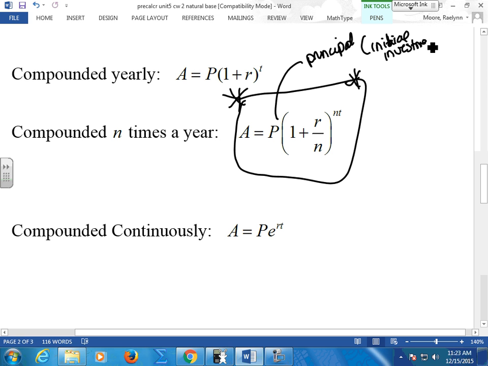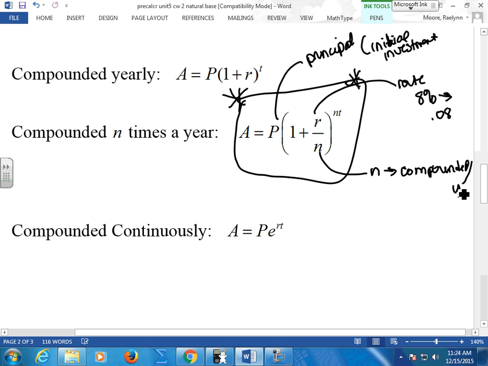Say initially I invested $10. Okay? This is your rate. Your rate always comes out as a percent, and we turn it into a decimal. n is how many times it's compounded every year. Compounded a year. If you see annual, and write these down, guys, n is 1.